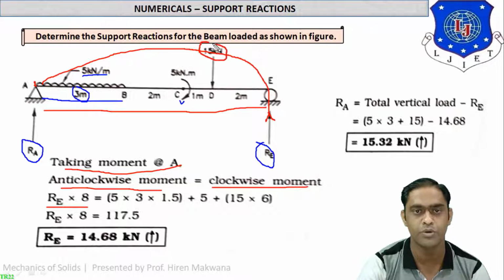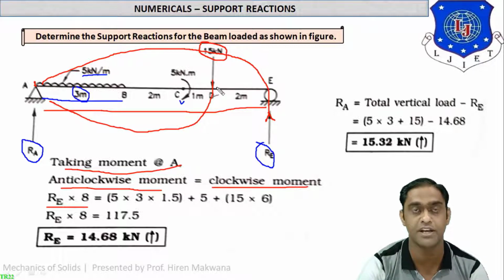This point load is of 15 kilonewton but it is downward, so its movement will be clockwise and distance traveled will be 3 plus 2 plus 1, 6 meter in total. Must concentrate on the figure. Figure is most important thing in this type of numericals. So 15 into 6 will be clockwise movement. Sorry, this is 15 point load into 6 distance.